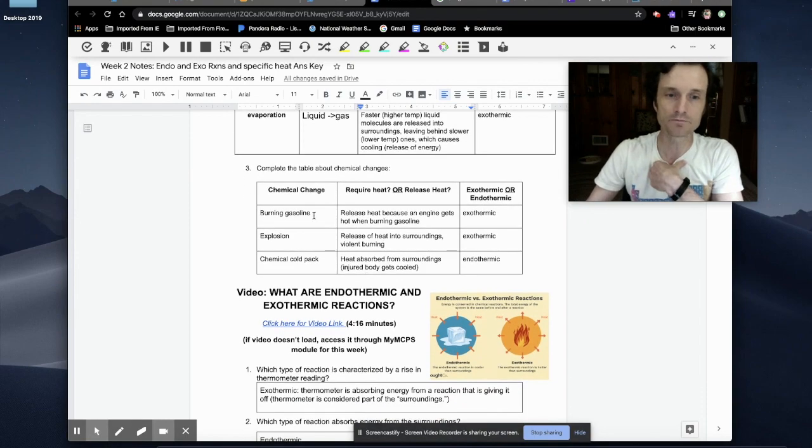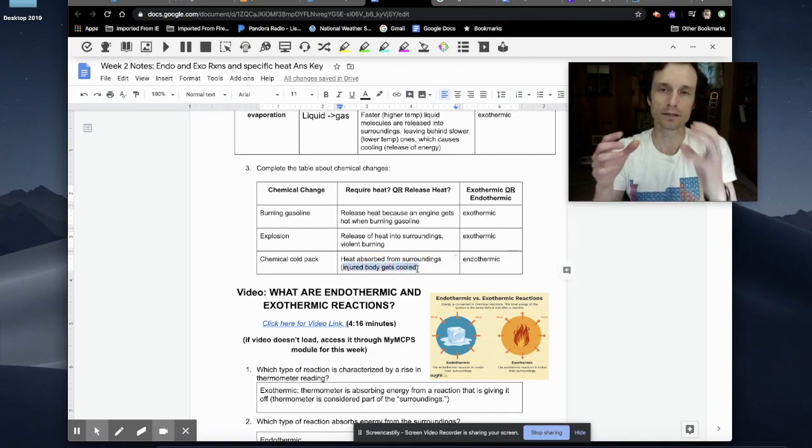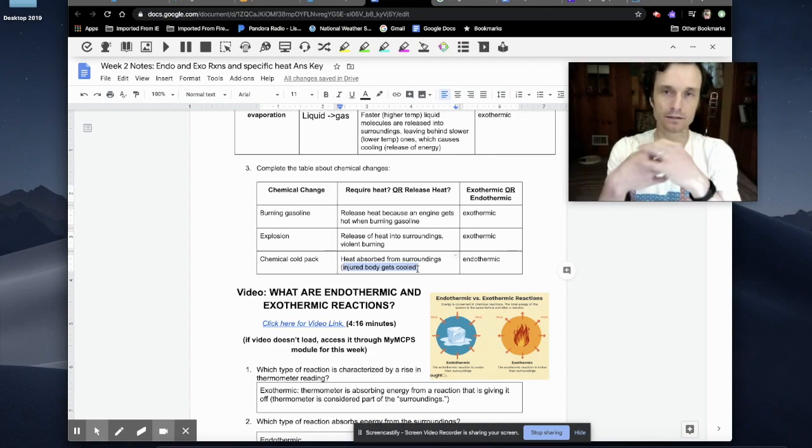Going down here to burning, I think that was pretty straight up. Exo, releasing heat. Explosions are really just a violent burning. It's not any different than the burning of gasoline, just much quicker. And then a chemical cold pack is where you've got an injured body getting cooled down. That means the pack is absorbing heat from you. You're feeling that by experiencing it as cool.